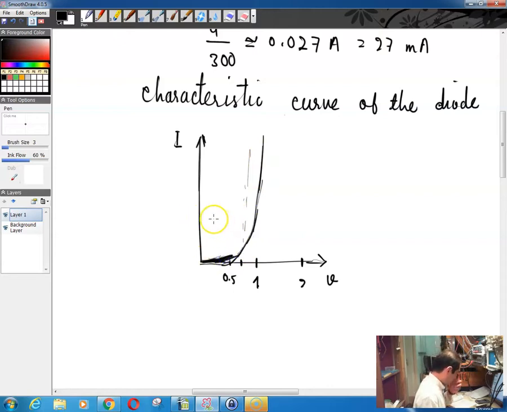Meaning that as you increase the voltage on your diode, all the way up to somewhere around 0.7, there is no current flowing through your circuit. This is current, this is voltage. So all the way up to about 0.7, almost no current is flowing through your circuit. And then after that, the current starts shooting up like that.